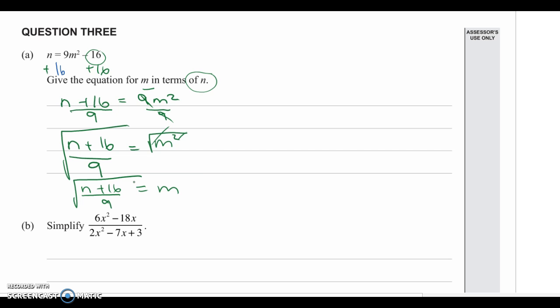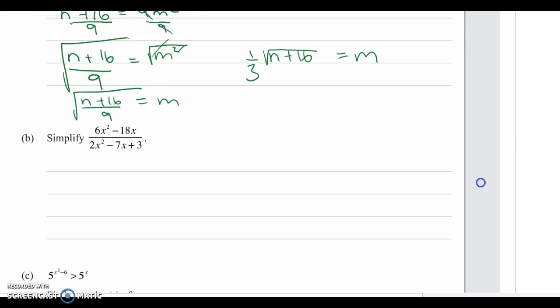Now you can actually take this 9 out. It'll give you 1/3. So if you wanted to, you could do that, and you'd have 1/3 in front of it equals m. But that isn't really going to make much of a difference. Next one.